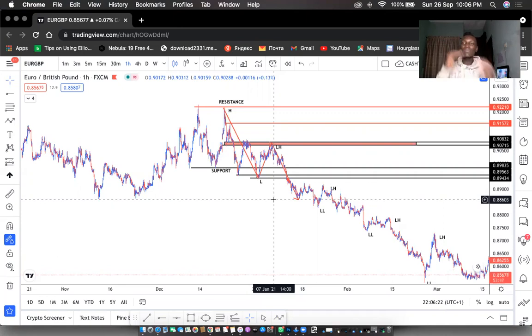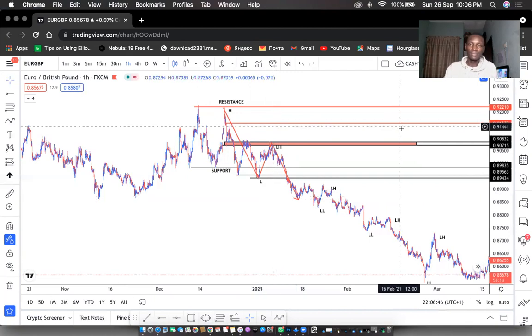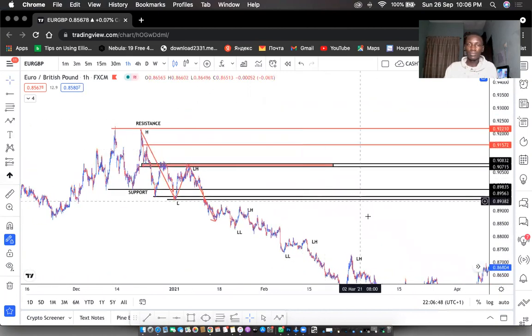So try as much as possible to take as much data as possible, but try to keep it slim so that you don't confuse yourself with lines all over your chart and you don't know which of them is the best place to enter. But I hope we have set up a standard, a basics, or a foundation for this class. So you see how price moves.